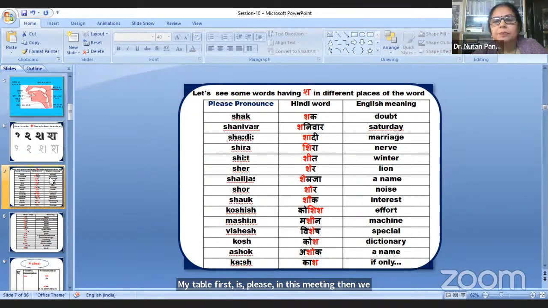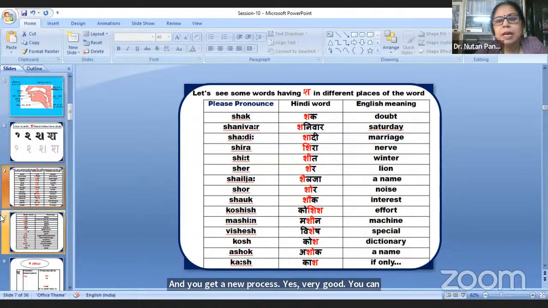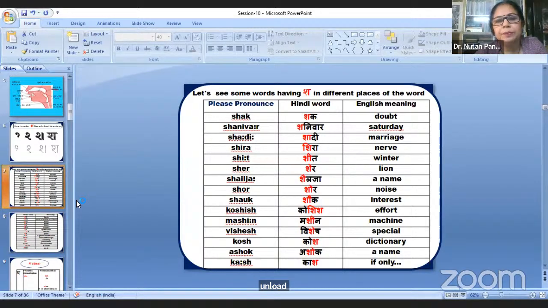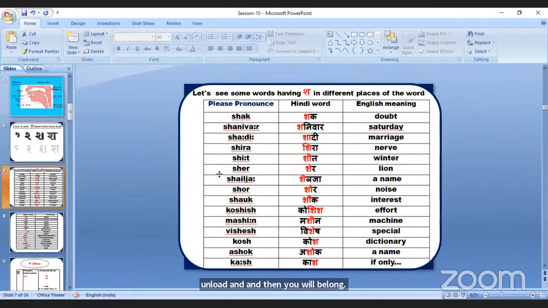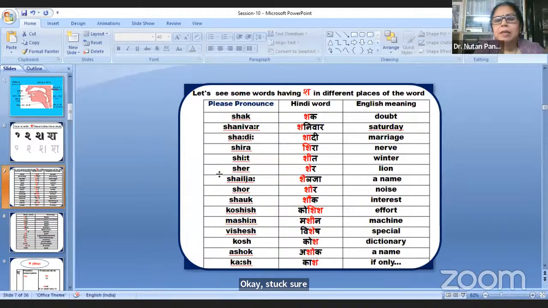Shuk. You can unmute yourself. Very good. You can unmute and we will try to pronounce it. First I will pronounce and then you will pronounce. Okay. First word is shak. Shak. Shak. The meaning of shak is doubt.